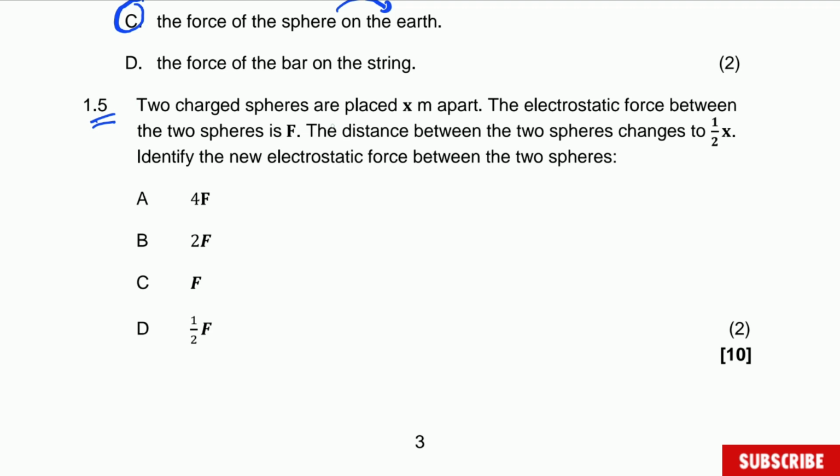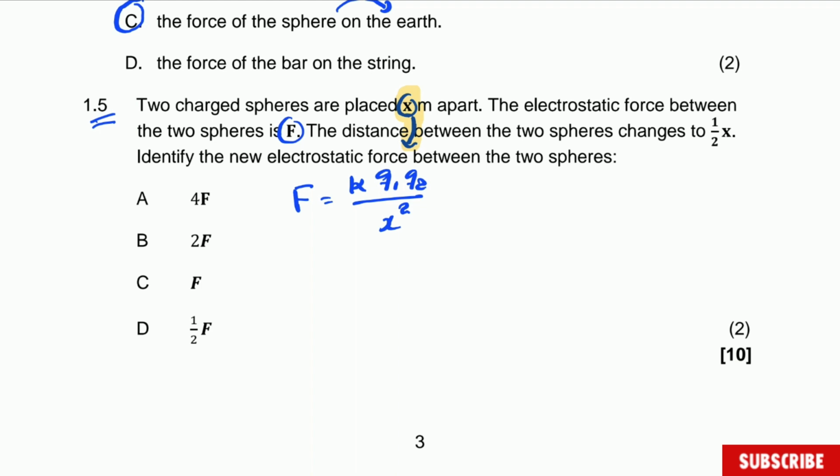Two charged spheres are placed x meters apart. The electrostatic force between the two spheres is F. So when the distance is x, the electrostatic force is going to be F. Remember, this F we are talking about is equal to K Q1 Q2 divided by distance squared, but the distance is going to be x, so it's going to be x squared. They're telling you that one in here.